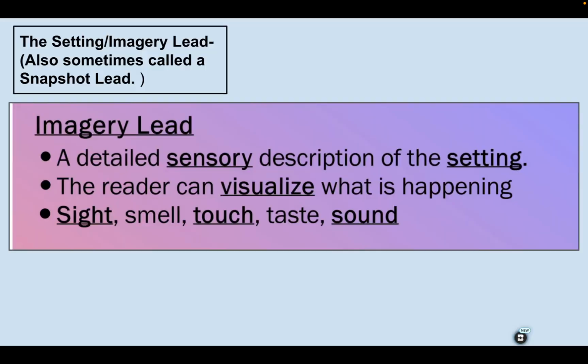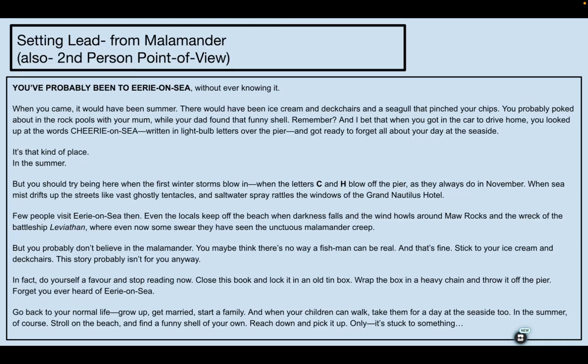The imagery or setting lead helps the reader visualize what's happening. Think about sight, smell, touch, taste, and sound. So Erie on Sea, you've got your book, reread that opening and you'll see how the writer really creates a mood and setting.